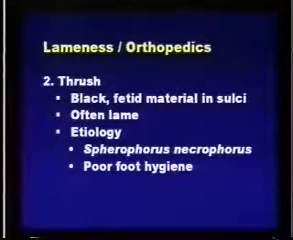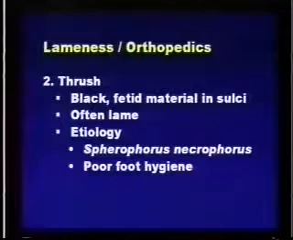Okay, the next condition that we'll talk about is one called thrush. And this is also a very common cause of lameness in horses. Usually the first thing that you'll observe when you examine the bottom of the foot is black, very foul-smelling material in the sulci of the frog, either in the central sulcus or in the lateral sulci of the frog. These horses are often lame, but not necessarily so. And the cause of these is usually associated with poor foot hygiene.